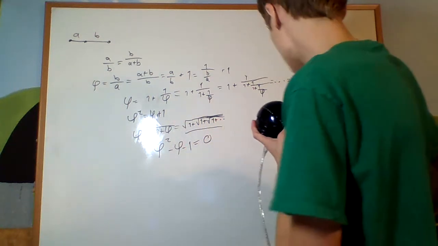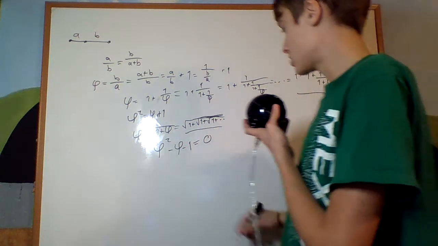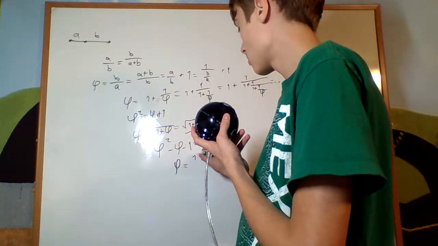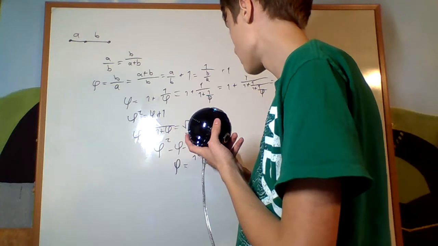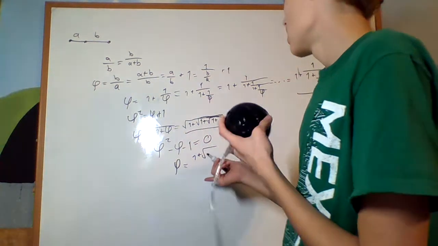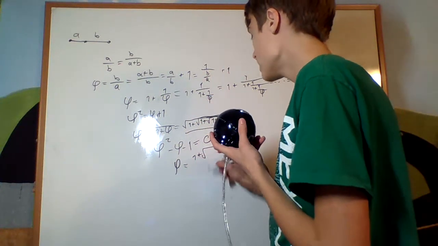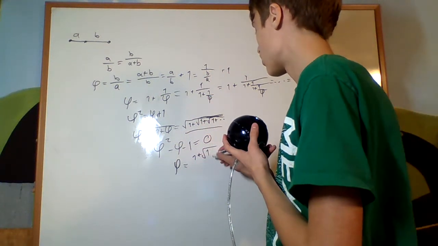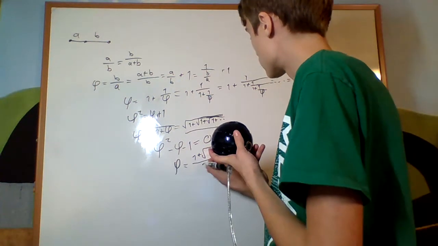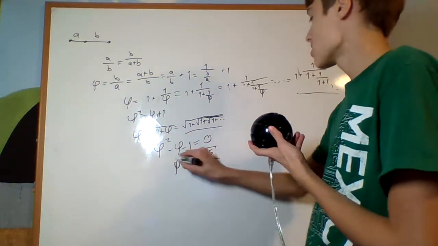Then we can use the quadratic formula, which gives us phi equals 1 plus or minus, and it can't be minus, I'll tell you that, the square root of b squared minus 4ac, that'll give you the square root of 5, over 2a, which is just 2. And there we have it.